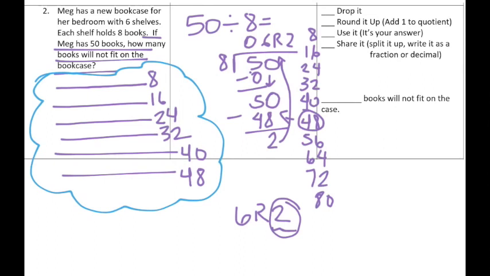So in this instance, the leftover, the books that didn't fit, is what we're looking for. So we were actually looking for the remainder. So when I come to my third column, I'm going to use the remainder of 2, and that's the part that doesn't fit. 2 books will not fit in the case. I'm going to play my fun music and let you go ahead and get that written down.